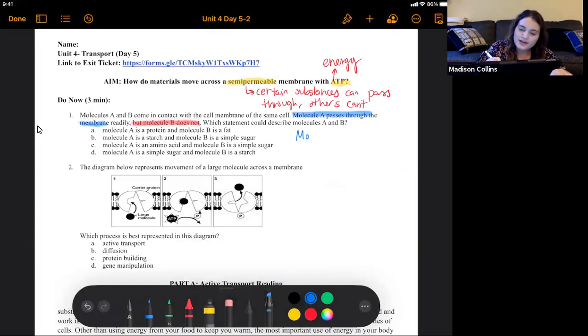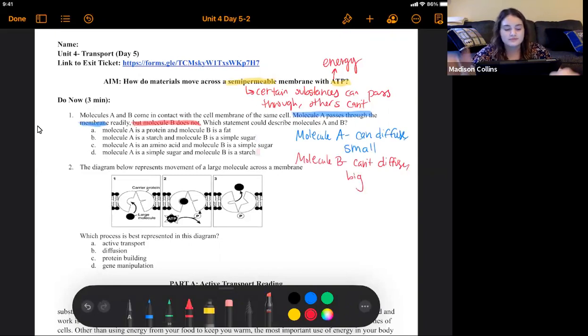So we're told that molecule A can pass through the membrane, which means that it's probably pretty small because it can diffuse. Right, so it is a small molecule. But we're also told that molecule B cannot pass through that membrane. It cannot diffuse. So we can infer that it's probably a big molecule. Right, and this might sound pretty familiar to the lab that we did last week. So using that information, you should have concluded that the answer here is D. Molecule A is a simple sugar, which is a small molecule, and molecule B is a starch, which is a big molecule, too big to pass that membrane.